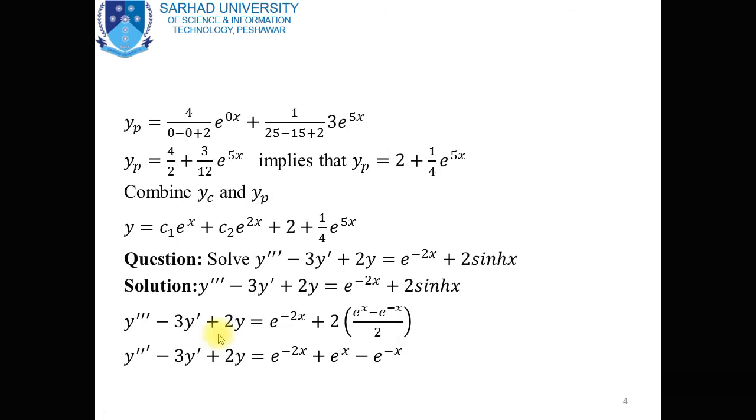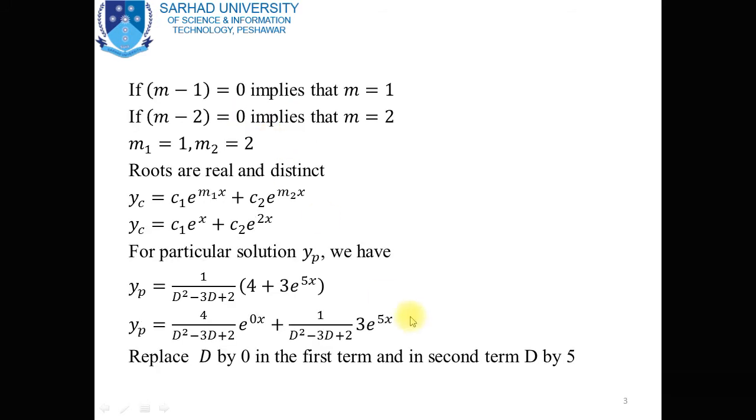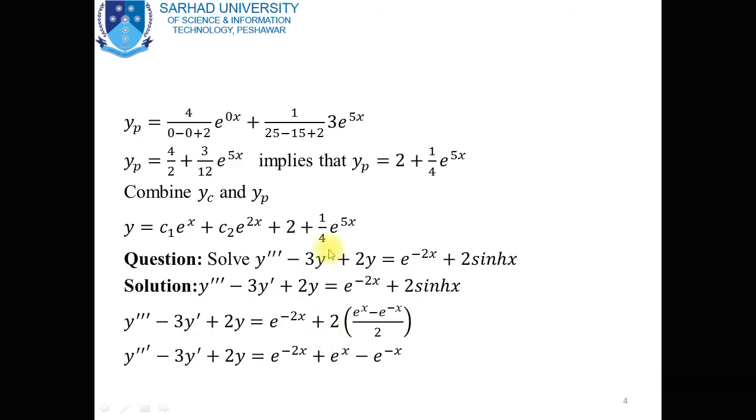We obtain the particular solution 4 divided by 0 minus 0 plus 2, e power 0x, plus 1 over 25. Replace D by 5, so 5 square means 25, 3 5s are 15, plus 2. Now after simplification we obtain 4 divided by 2, and e power 0x is again equal to 1. So 4 by 2 plus 3 divided by 12 e power 5x.